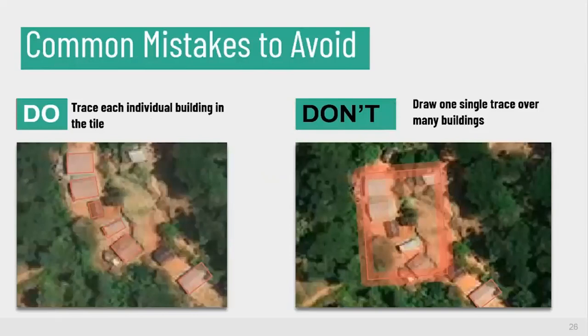Another common mistake to avoid: trace each building individually in the tile, as you can see on the left. Many times people map all these buildings as one and then tag it as building. That is not recommended unless you're mapping it as a land use, like land use residential. That is recommended, but you don't have to map all these buildings together as one building. That is not recommended.